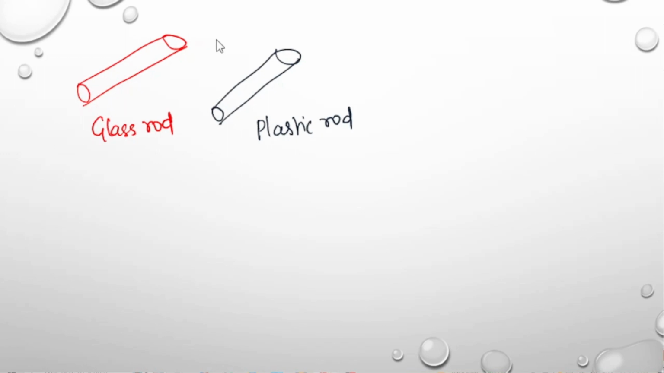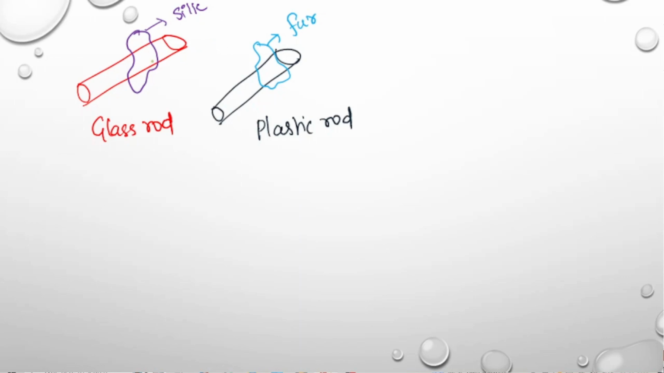Now, what I'm going to do is rub this glass rod with a silk. Imagine this purple color is a silk cloth. Okay, this is a silk. Now I'm going to rub this plastic rod with a fur. Now, what is happening over here? What would you observe?